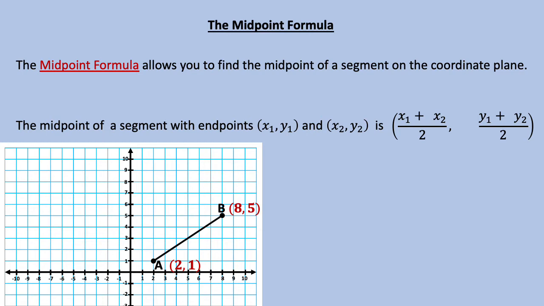Let's take a look at an example so that I can demonstrate how to use the midpoint formula. On the coordinate plane, we have segment AB. If we look at point A, the coordinates are 2, 1. We're going to label those coordinates as x1, y1. Now let's look at point B. The coordinates are 8, 5. We're going to label those coordinates as x2, y2.